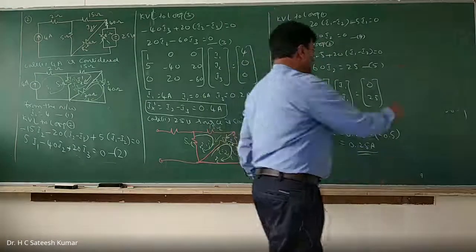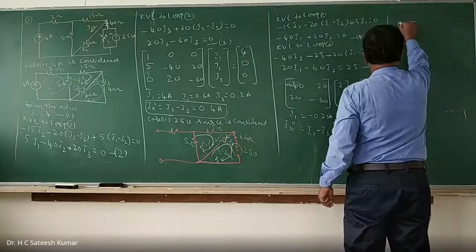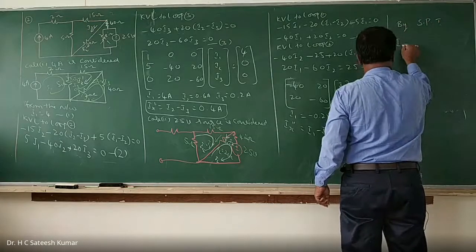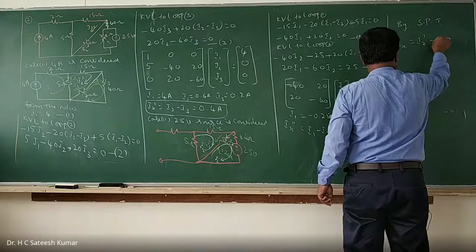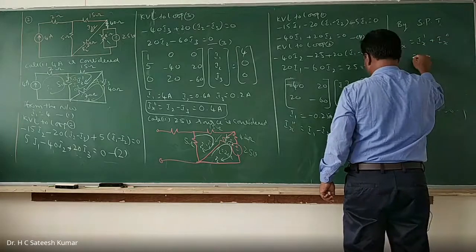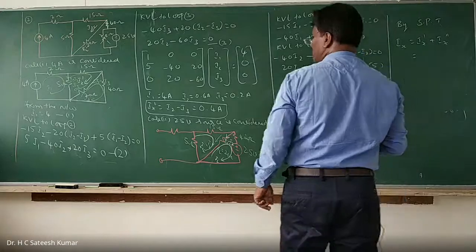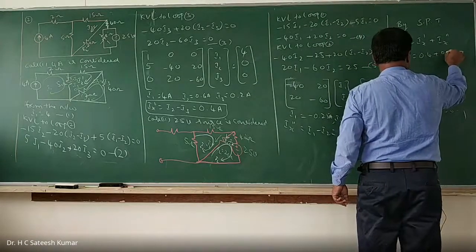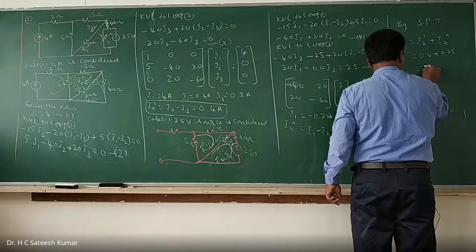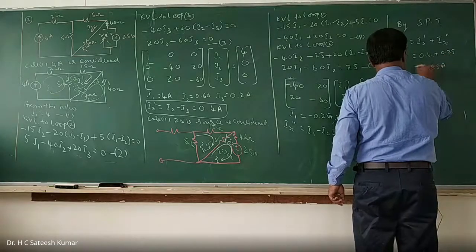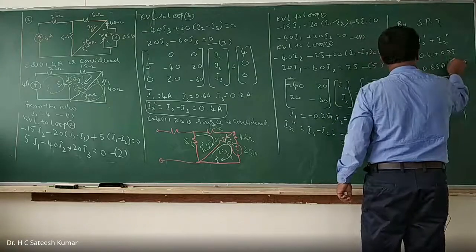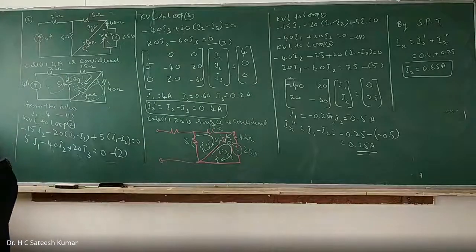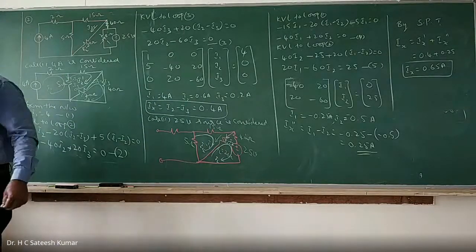So by superposition theorem, Ix is equal to Ix dash plus Ix double dash. Ix dash is 0.4 plus 0.25. How much is that? 0.65 amps. This is how we should calculate Ix using superposition theorem. Yes, it is the right answer. Okay, so let us move on to the next problem.